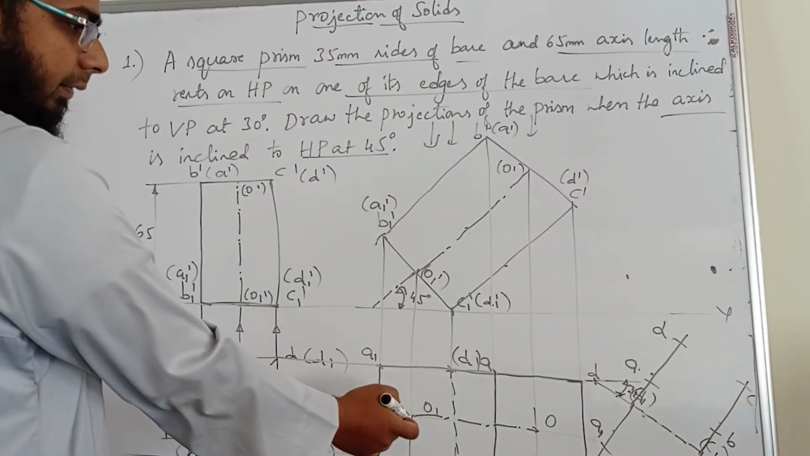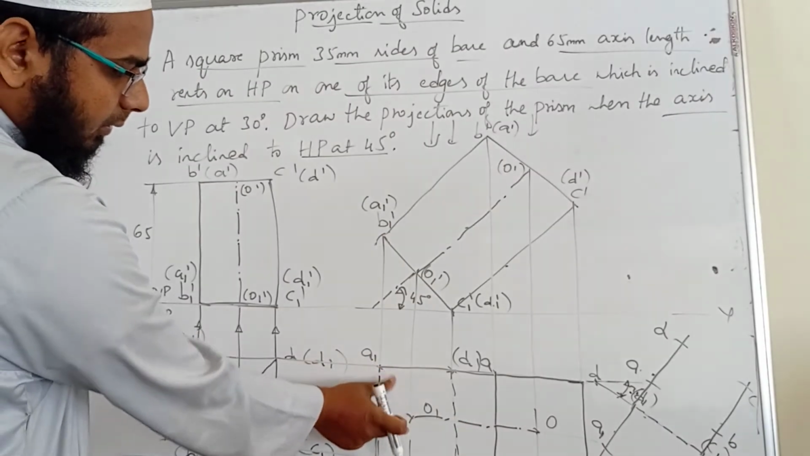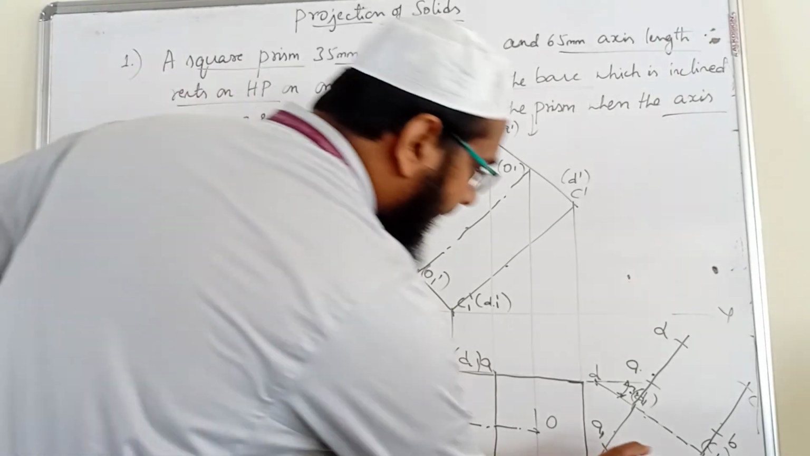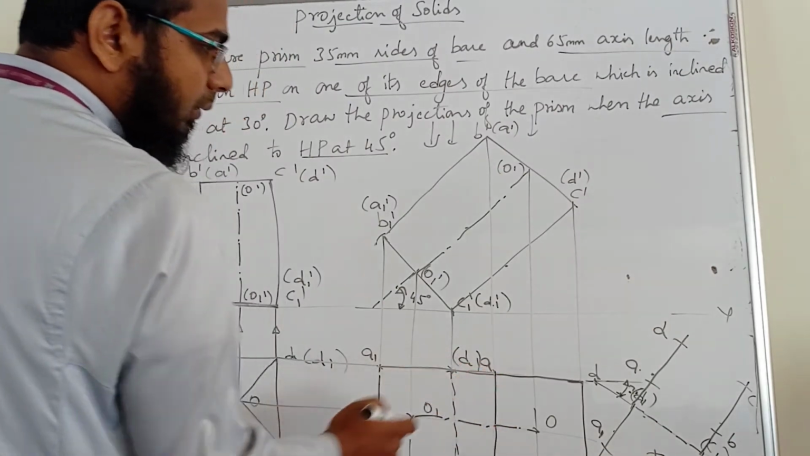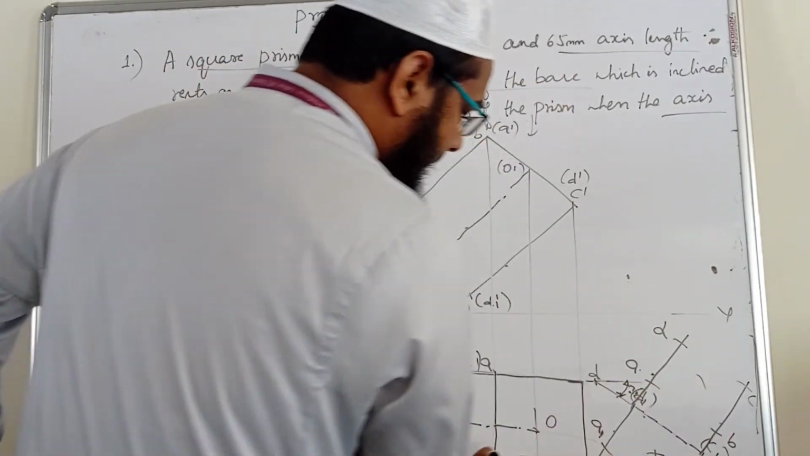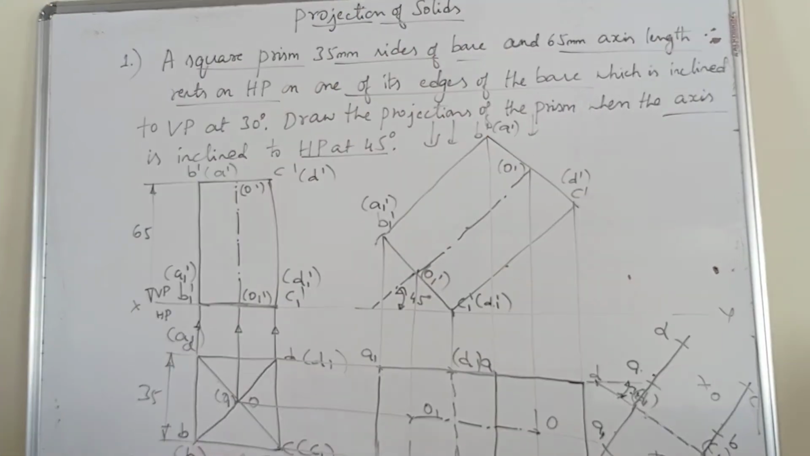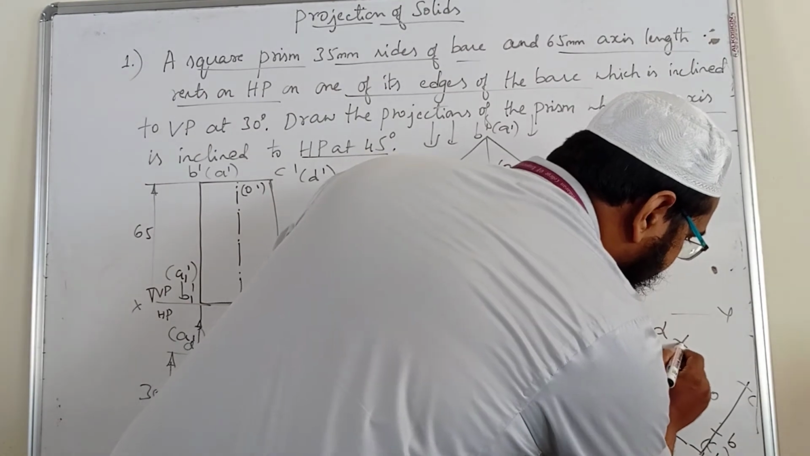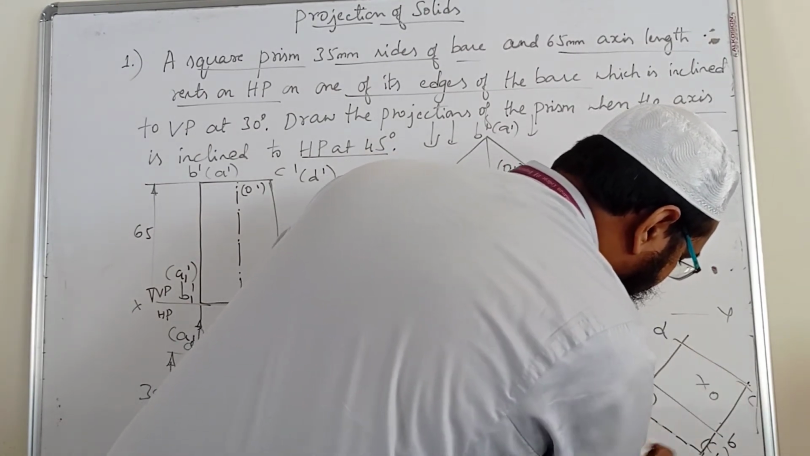Now we are left with O1 and O. You can cut that from A1 to O1 and B1 to O1 using the compass. This is O1. Similarly, we have A to O, then B to O. After cutting all these arcs, using a scale, you can join all these points.